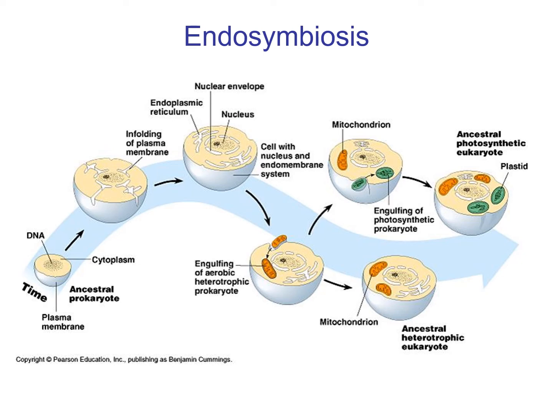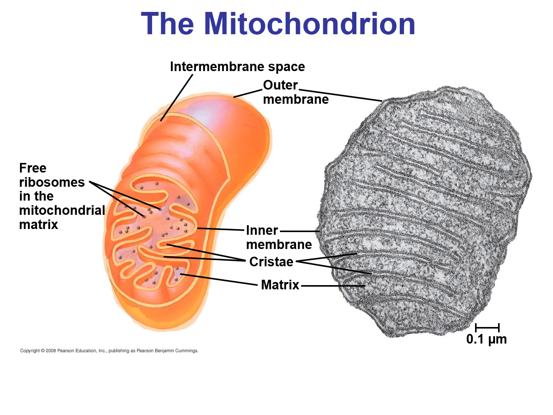Some of these cells went on to engulf cyanobacteria, which are photosynthetic bacteria, and they gave rise to chloroplasts. So chloroplasts are also enslaved bacteria. So we have the two membranes. The outer membrane, again, is smooth. The inner membrane has all of these folds called cristae, which help increase the surface area.